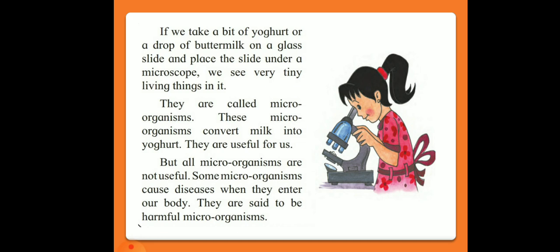If we take a bit of yogurt or a drop of buttermilk on a glass slide and place the slide under a microscope, we see very tiny living things in it. They are called microorganisms. These microorganisms convert milk into yogurt. They are useful for us. But all microorganisms are not useful. Some microorganisms cause diseases. When they enter our body, they are said to be harmful microorganisms.